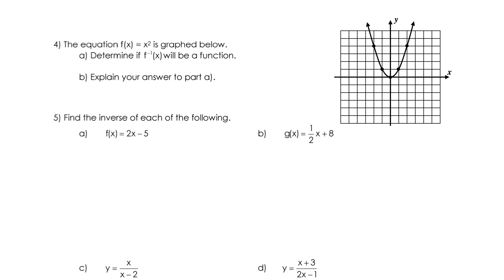Okay, we're on the backside of notes for day 8, and we're talking about inverses. And remember, an inverse is a reflection over the line y equals x, or you can think about it as the x's and the y's switching or swapping places. Okay, so number 4 says that the equation f of x equals x squared is graphed below. We're going to determine if the inverse will be a function.